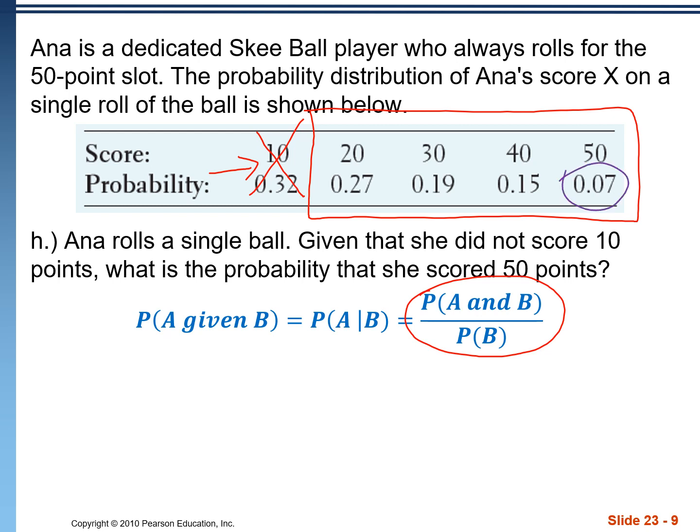So there's a 7% chance that she rolls a 50, but it's not out of 100% anymore. It's only out of the sum of all these probabilities, which is 68%. Simplify that fraction, 10.29% chance that she rolls 50 points if she hasn't rolled a 10-point roll.